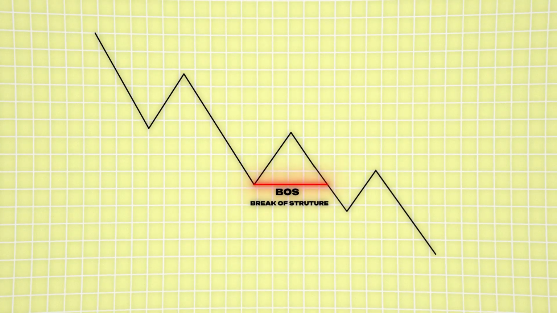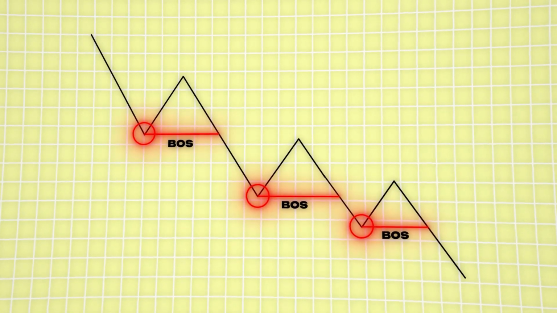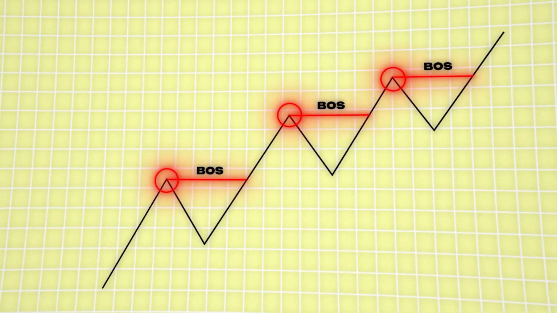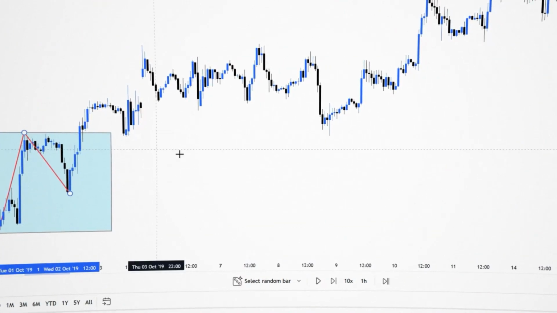In simple terms, BOS is a move that confirms the continuation of the trend. In a downtrend, it is the break of a key low. In an uptrend, it is the break of a key high. At this stage, we can already start drawing the external structure more clearly.